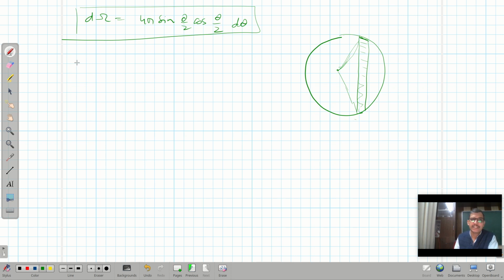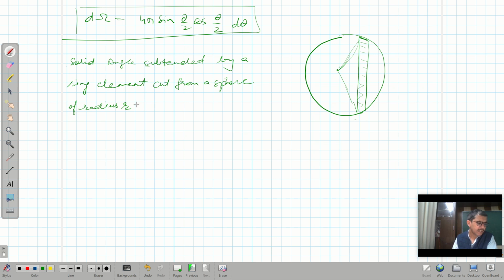Or in other words, we can say in text form that the solid angle subtended by a ring element cut from a sphere of radius r is given by d omega is equal to 4 pi sine of theta by 2 cos of theta by 2 into d theta. So let us try to draw it.